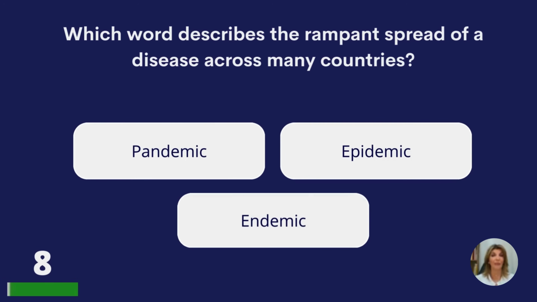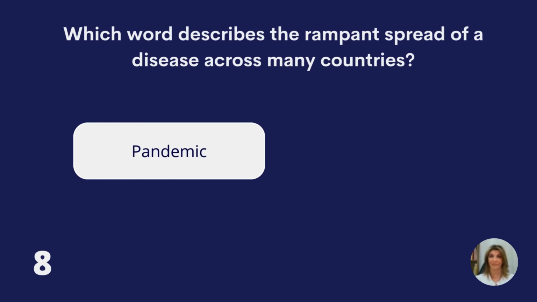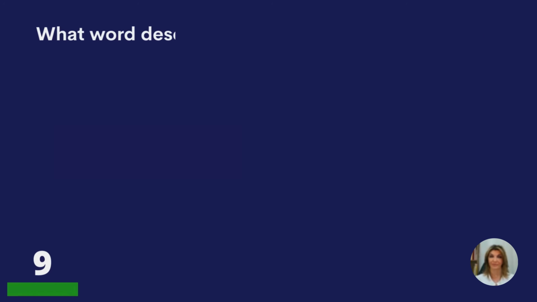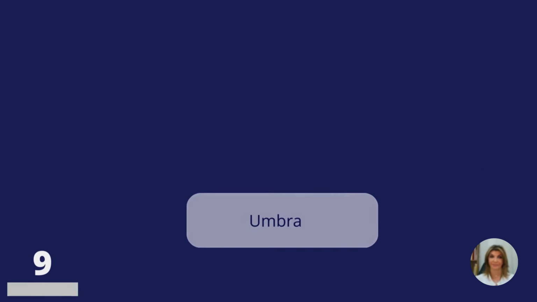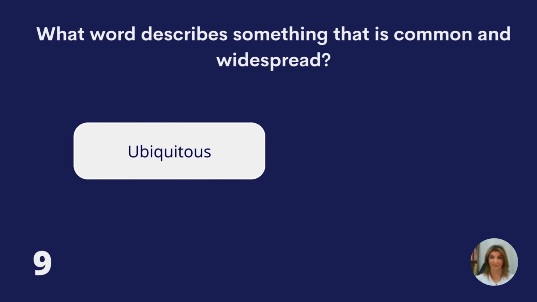Which word describes the rampant spread of a disease across many countries? Pandemic, epidemic, or endemic? Pandemic. What word describes something that is common and widespread? Ubiquitous, unique, or umbra? Ubiquitous.